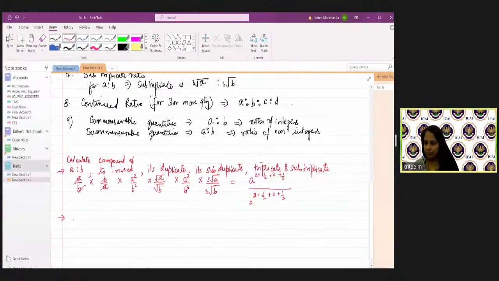Just play with numbers. Try to find the compound ratio of 4:9 and the subtriplicate of 27:8.